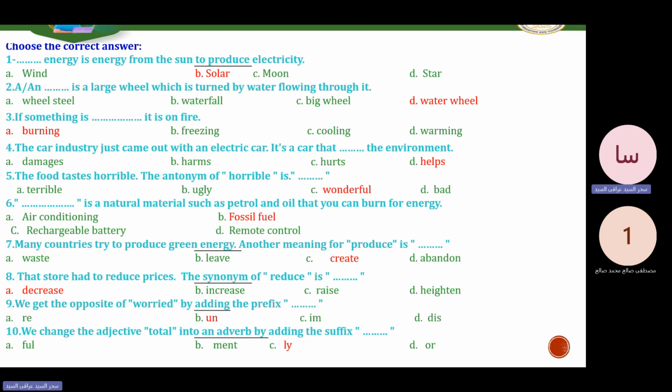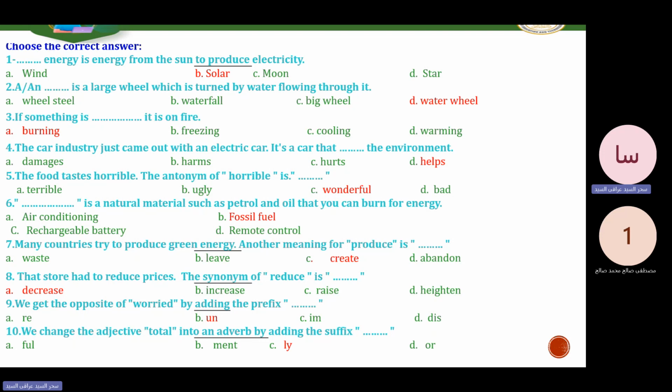The food is horrible. The antonym of horrible, of course, is wonderful. But terrible, ugly and bad are synonyms. Fossil fuel is a natural material such as petrol, oil, and so on. Many countries try to produce cleaner energy. Another meaning for produce, of course, is create. That store had to reduce prices. The synonym of reduce is decrease. We get the opposite of worried by adding the prefix un: unworried. For the last one, we change the adjective total into an adverb by adding the suffix ly, and it becomes totally.